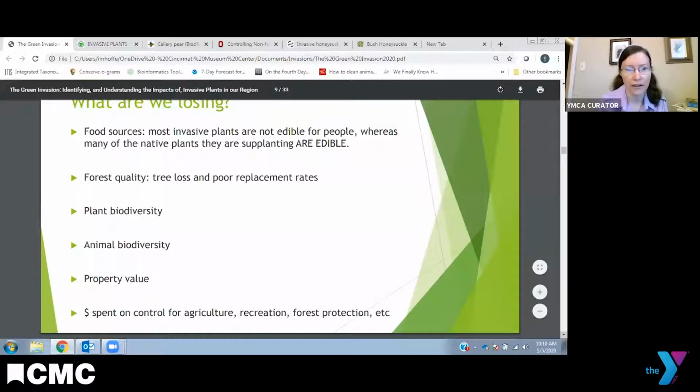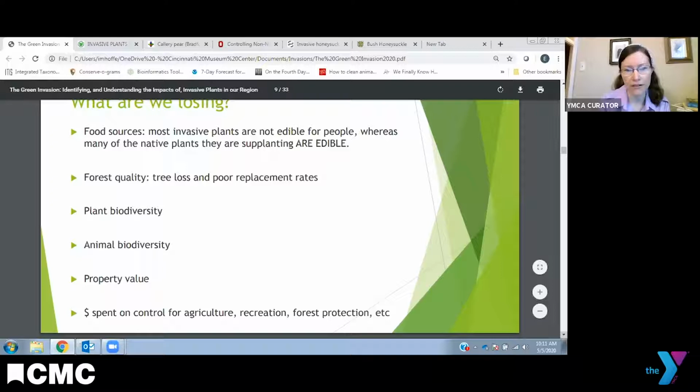Forest quality. So if the honeysuckle, for example, is suppressing tree replacement, so the sapling trees can't grow up because of the covering of Bush Honeysuckle, that's going to lead to poor replacement rates for the forest, where you'll have older trees, but not enough younger trees to replace them when those older trees eventually die.